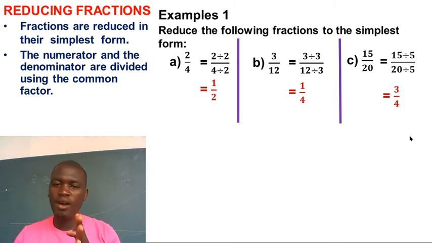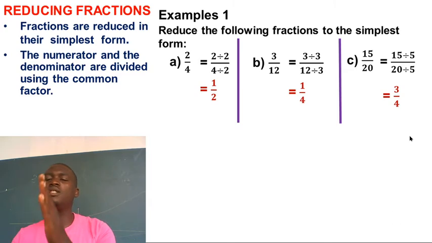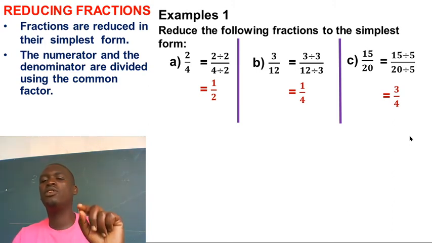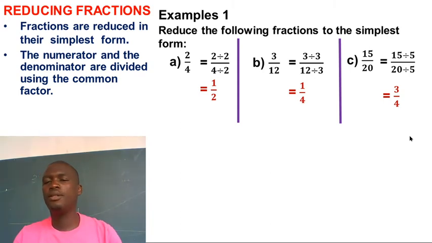Our A was a half, B was a quarter, and C is 3/4, or 3 out of 4. So when you divide 15 by 5, and then 20 by 5, it is 5 which is the common factor between 15 and 20.